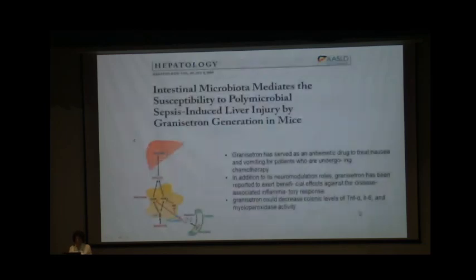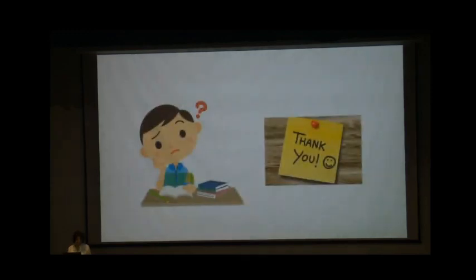Hepatology 2019, this is a study where they used one drug, granisetron, which I have learned is for nausea and vomiting in patients undergoing chemotherapy. They have shown in models and even in vitro, in a Hepatology paper with a mice model, that it stopped TNF alpha and IL-6 secretion, which gives lower injury to the liver. So this concludes sepsis pathogenesis. Thank you, sir.